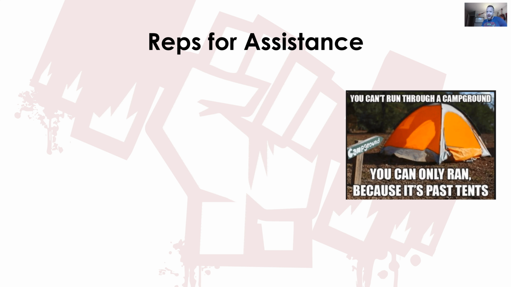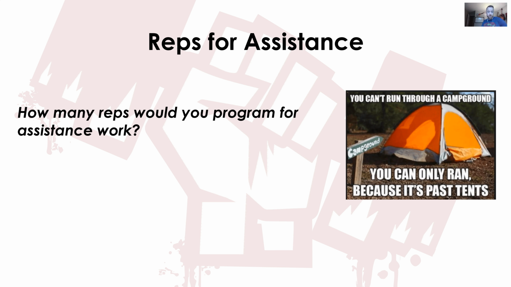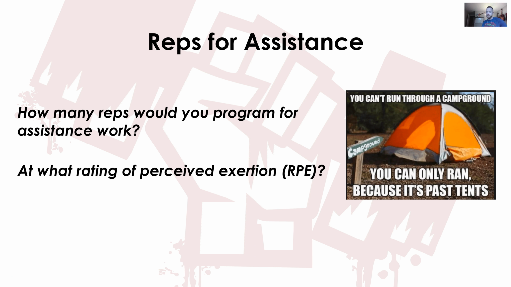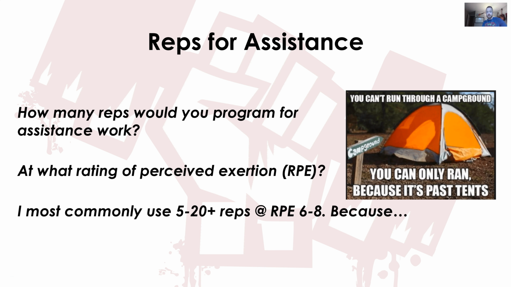So how do we apply that in the gym? Well, this one could be all over the place, but how many reps would you program for assistance work? What's the high end? This could get nuts, right? What's the low end? Probably not singles. At what rating of perceived exertion? What RPE? For us, we most commonly use 5 to 20 plus. I wouldn't say it's very often that we go over 20, but sometimes we do, at an RPE of 6 to 8 because of intent.